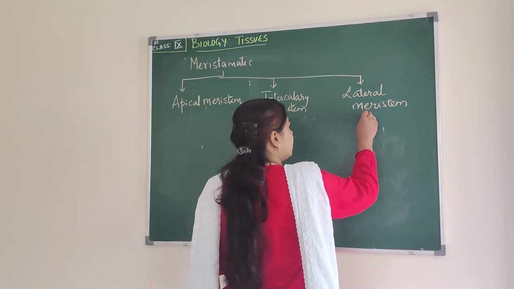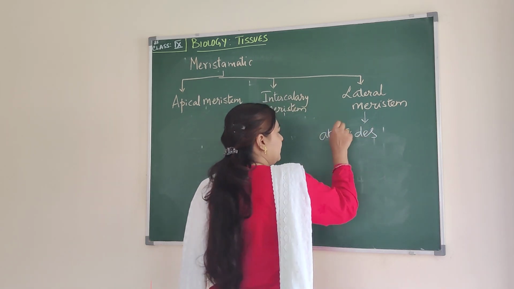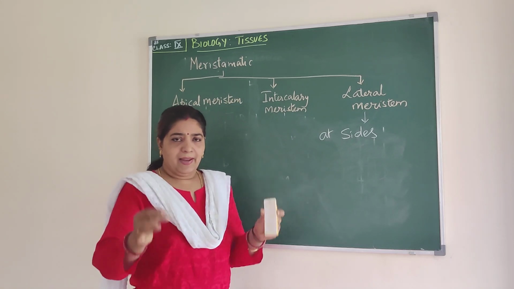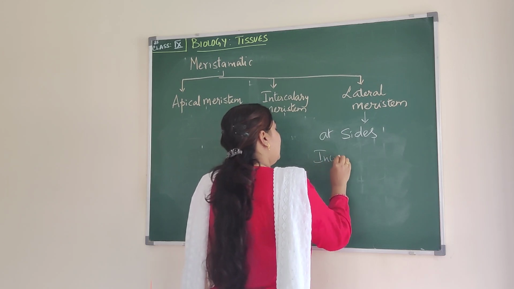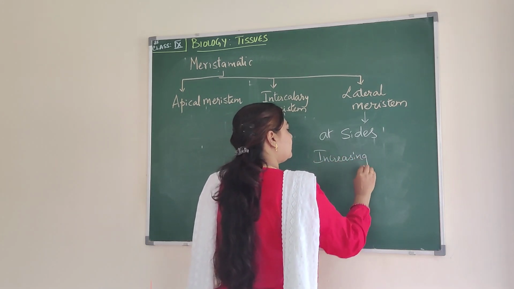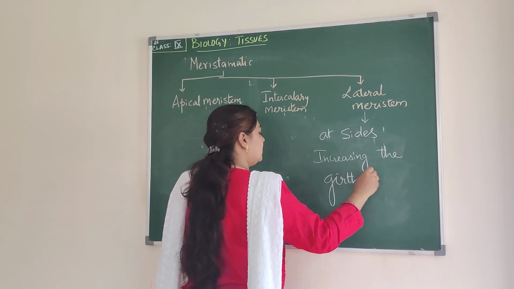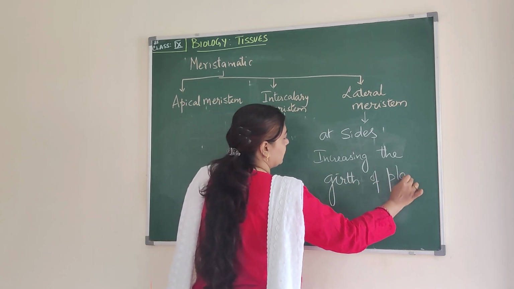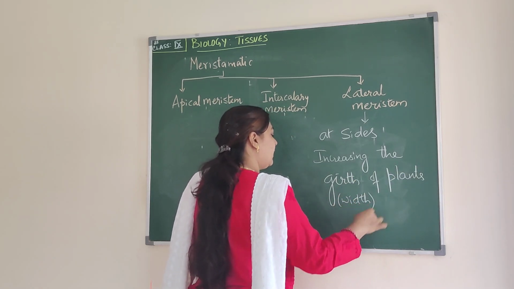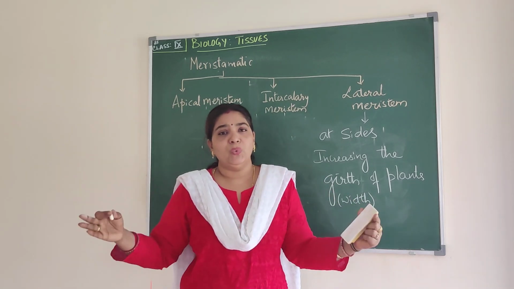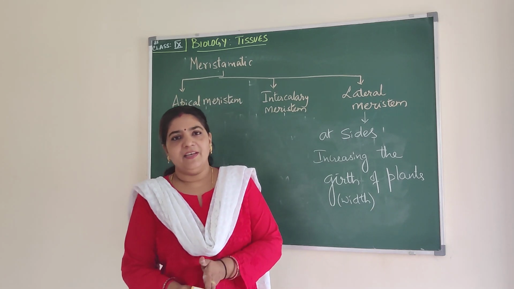So where is lateral meristem present? Lateral meristem is present at the sides of the plant. So what is the function of this lateral meristem? It will help in increasing the girth of plants. What is girth? It is the width. That's why they have such huge trunks. They have such huge trunks because of the lateral meristem.